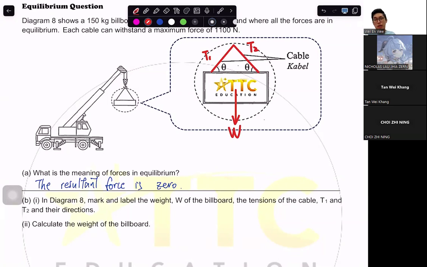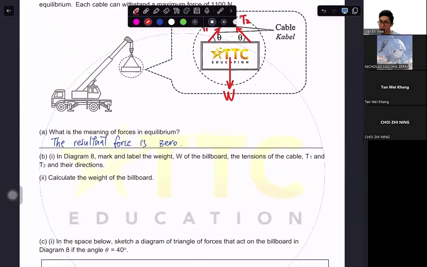Now what about the direction of the tension? If the weight is pulling it down, then the cable must be pulling it up, correct or not? So that's why it's pointing this way. Okay, T1, T2, W.